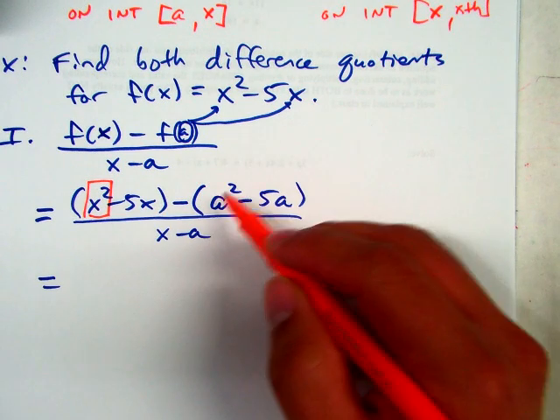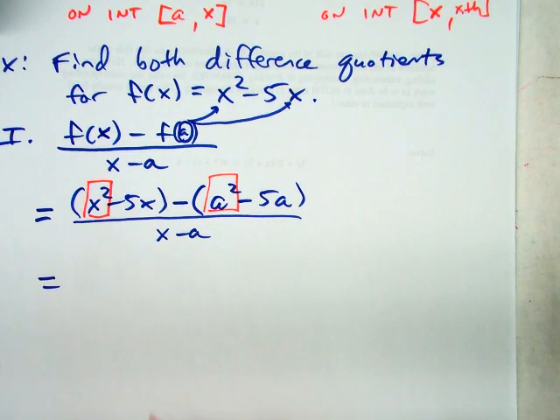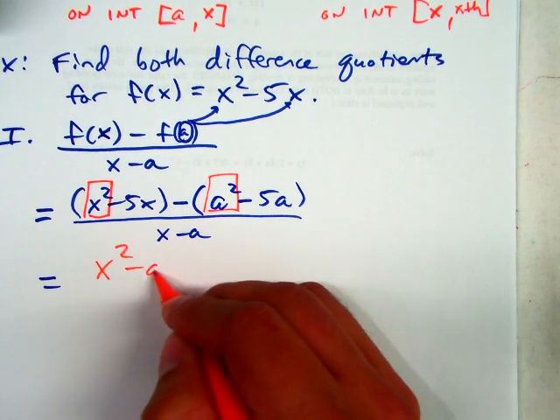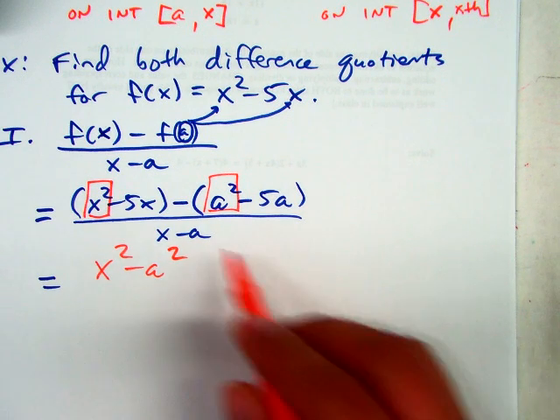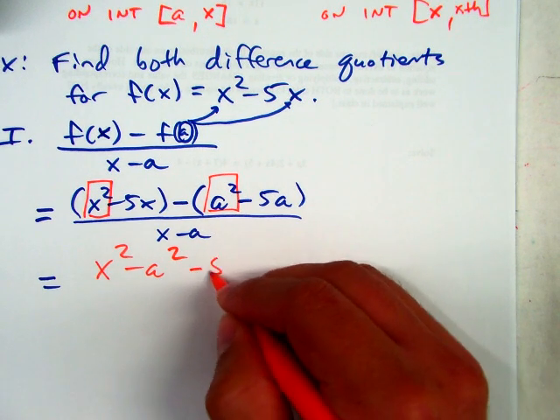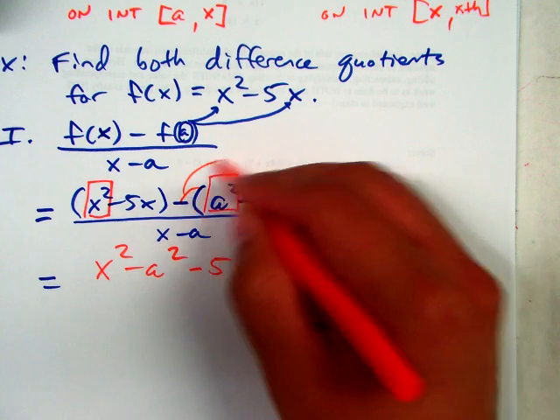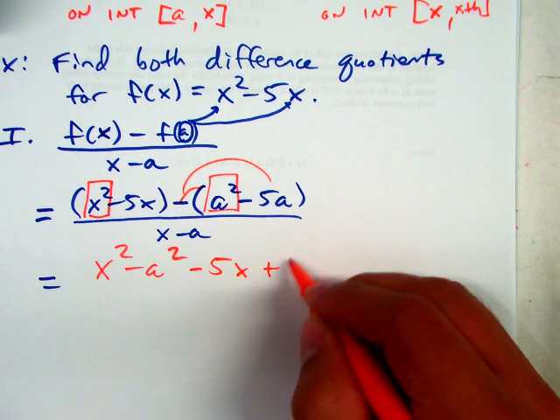Let's put these two squares together, shall we? x squared minus a squared. Let's put those at the front, and let me put everything else after that. So minus 5x. And if I distribute the negative here, what's the next term? Plus 5a.